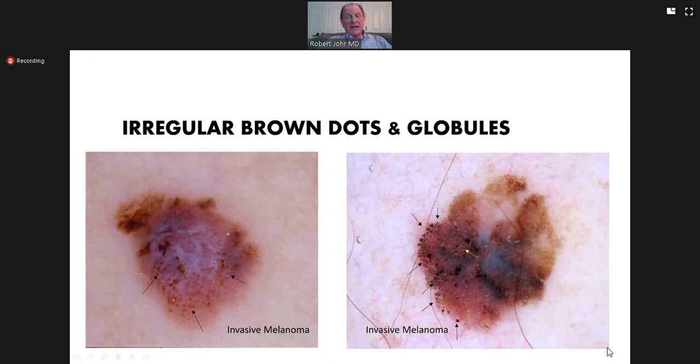Here they're not as easy to see, but here they're very dark. So we have black or dark brown, light brown, but they're round structures, and dots, of course, are smaller than globules. And they're irregular in size and shape and asymmetrically located in the lesion.